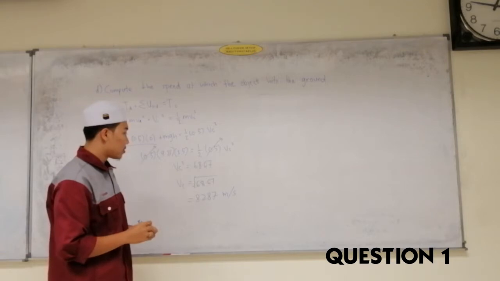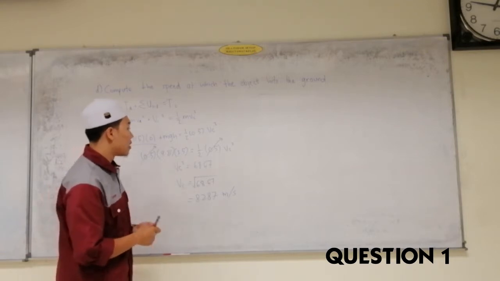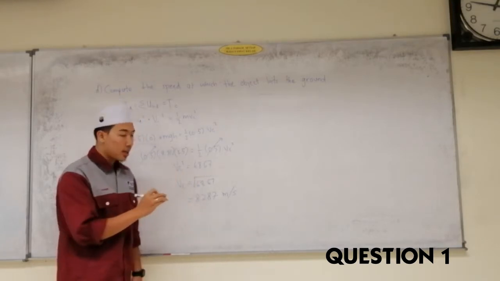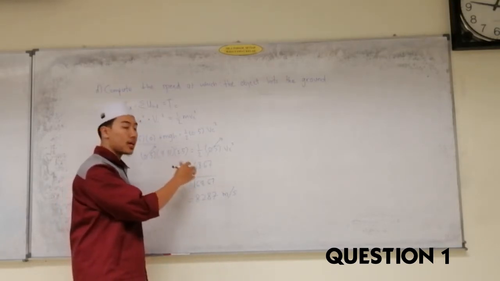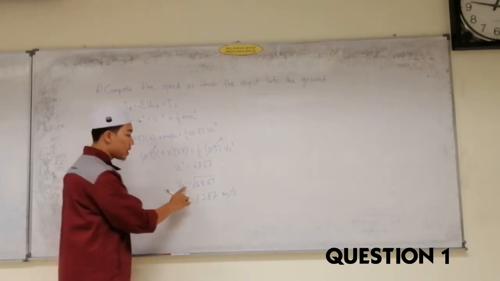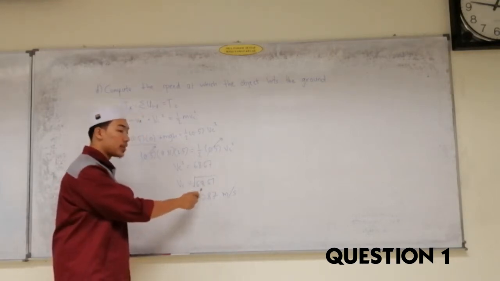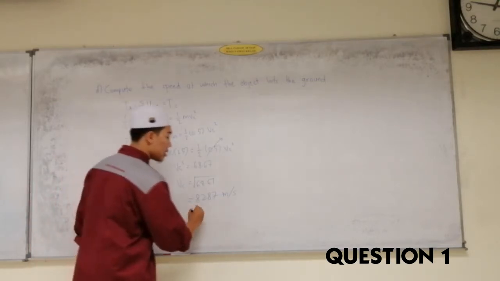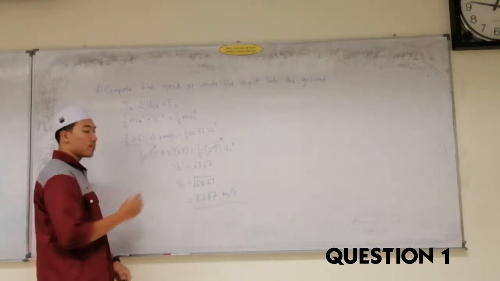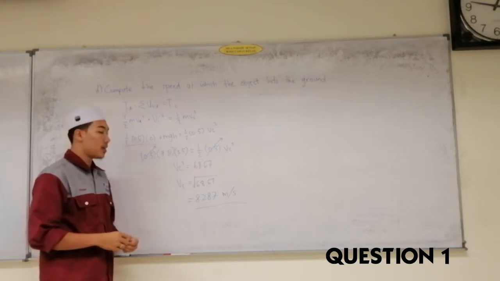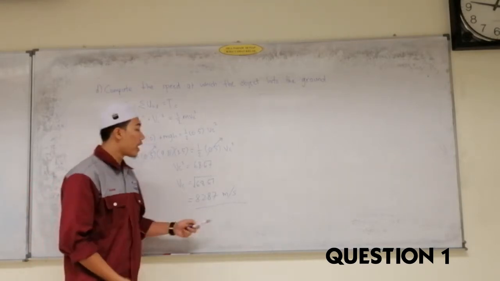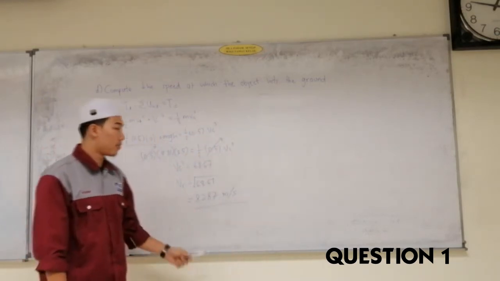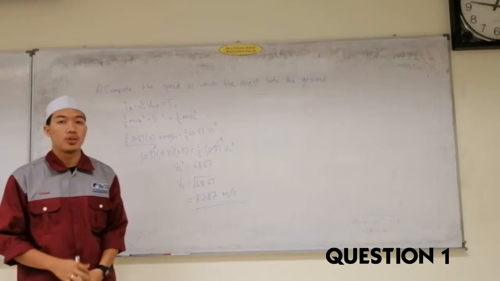So we calculate and we get VC squared equal to 68.67. The square we transfer to the other side becomes square root. So VC equal to the square root of 68.67, and we get the answer 8.287 meter per second. So that is the speed at which the object hits the ground, equal to VC. That's all. Thank you.